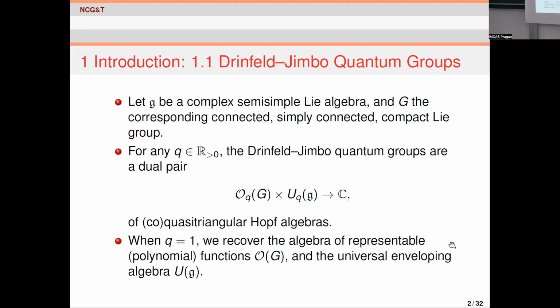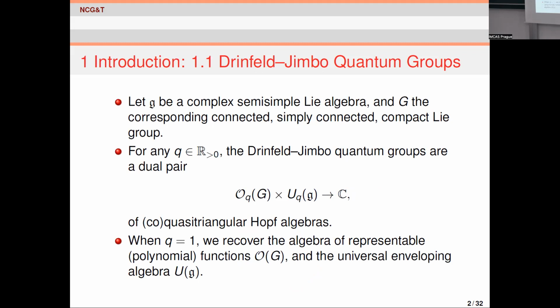Okay, so let's just recall some standard material. Again, you've all heard about it many times. Let g be a complex semi-simple Lie algebra. So it falls into the classification of complex semi-simple Lie algebras into four families, A, B, C, D, and the exceptionals. Then G is going to be the corresponding simply connected compact Lie group.